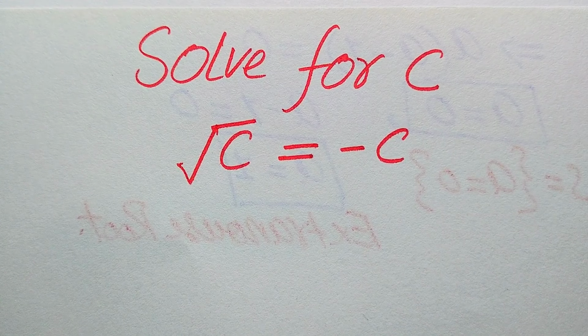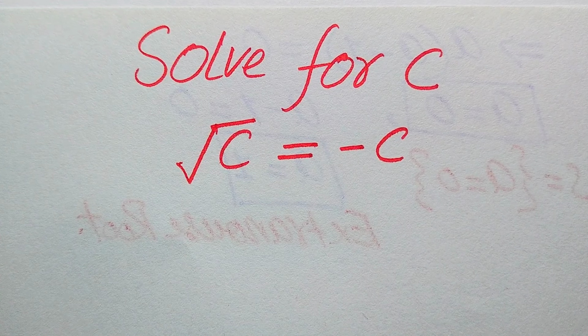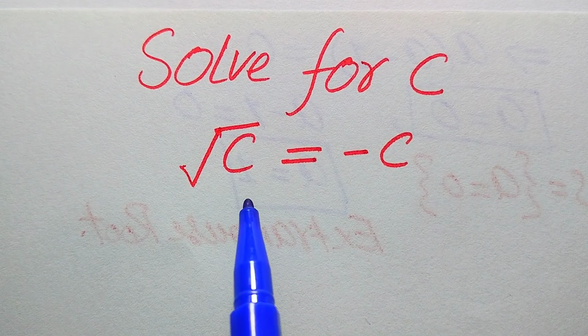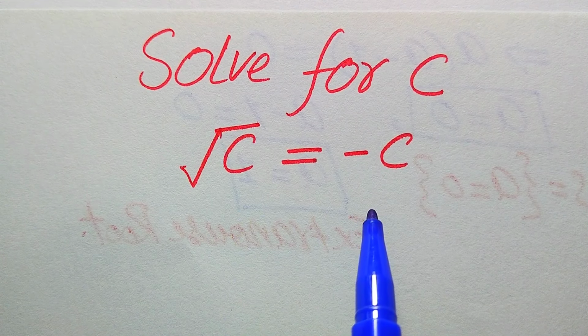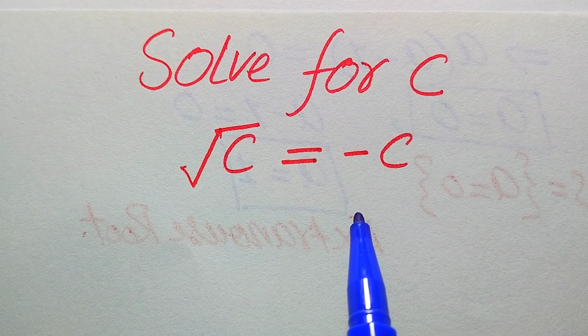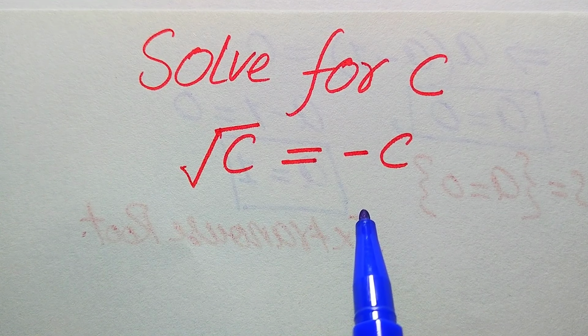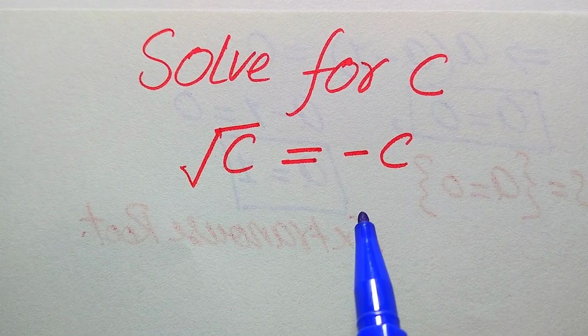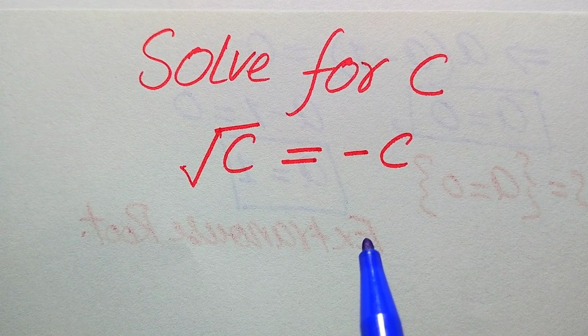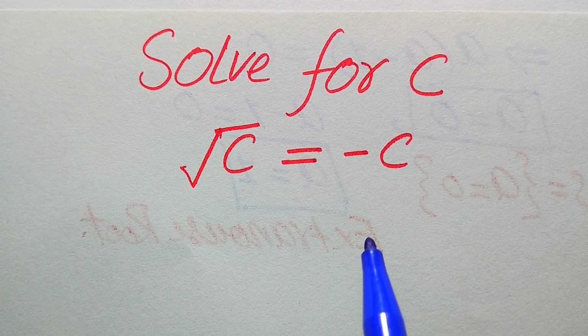Hello everyone, welcome to solve this nice math Olympiad algebra problem. So here we have the square root of c is equal to minus c, and we solve this problem for all the values of c. First we need to find all the roots of this equation, and at the last we will verify which of the roots are solutions and which of the roots are extraneous roots.